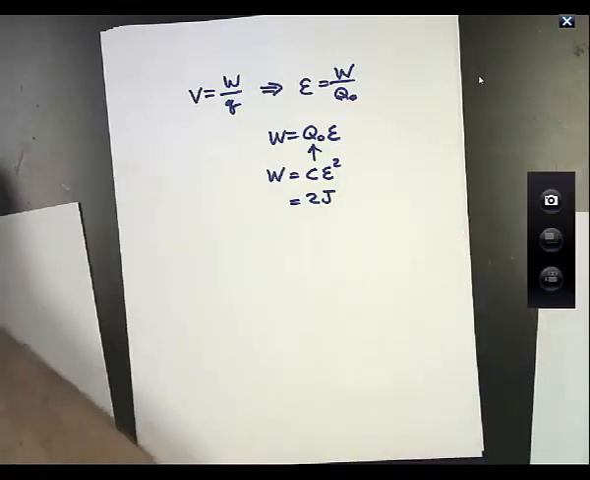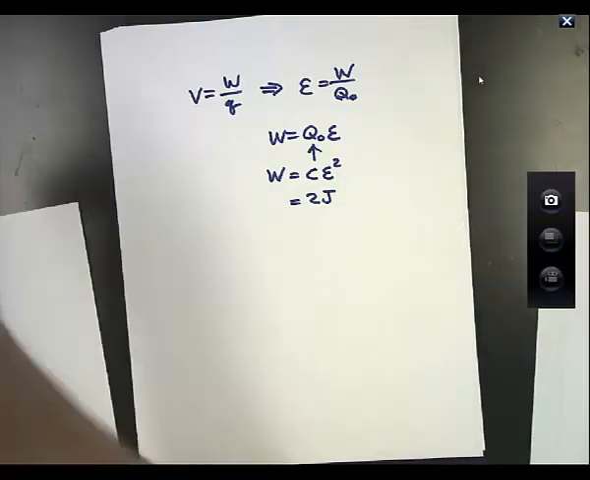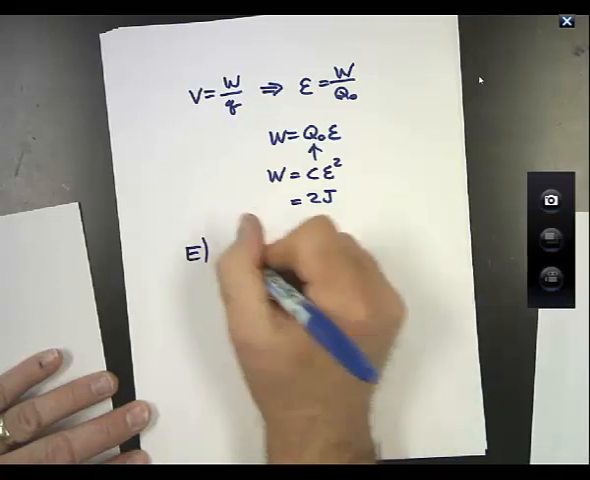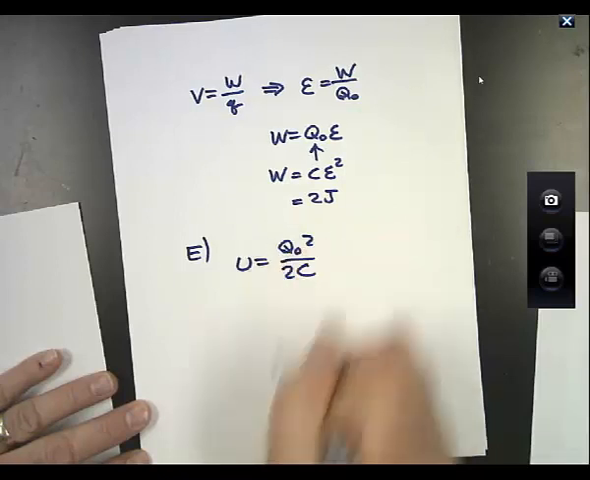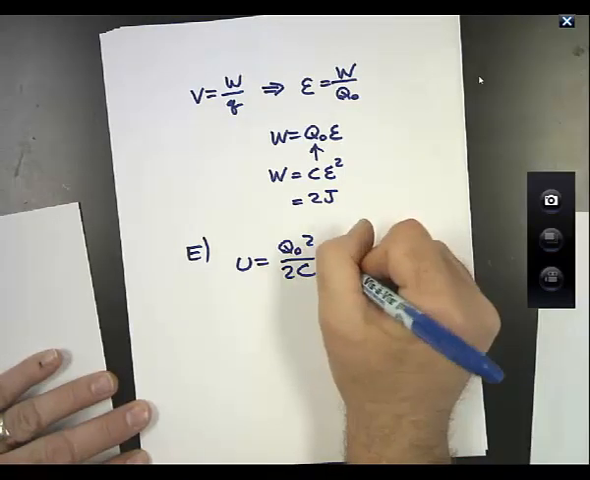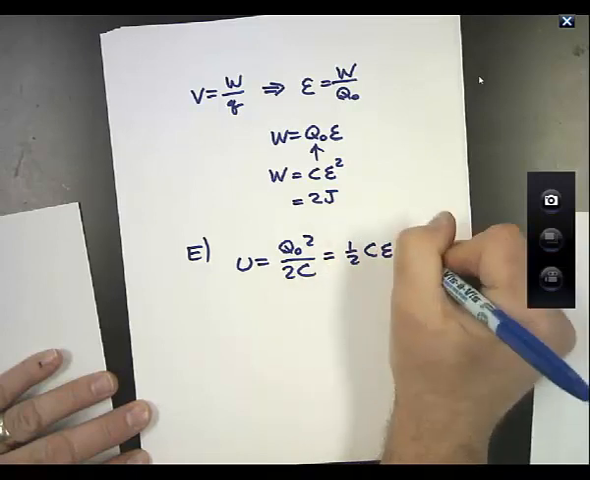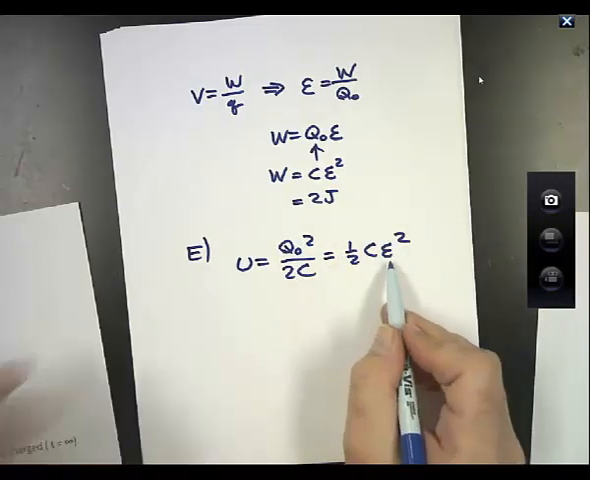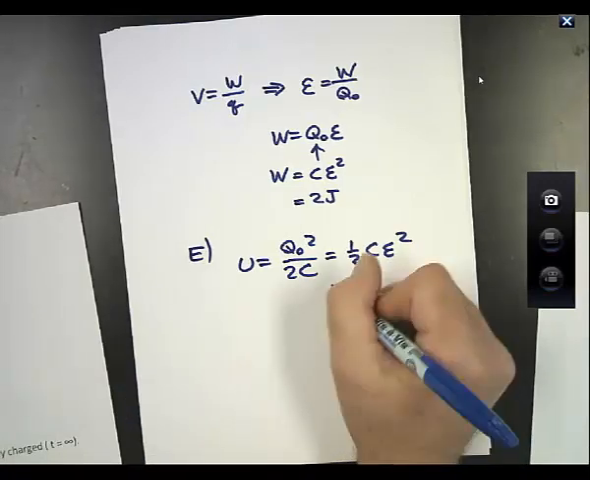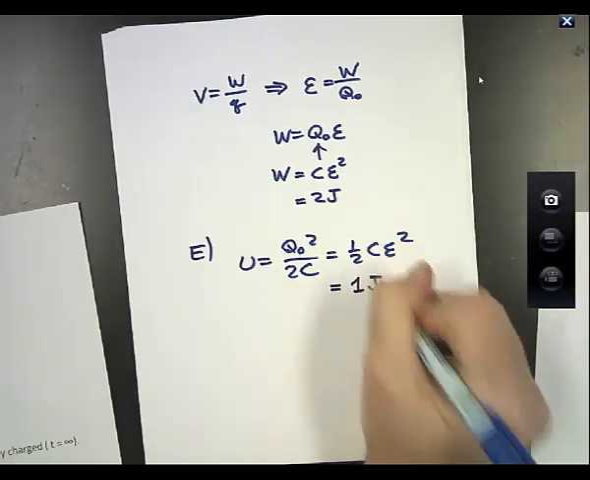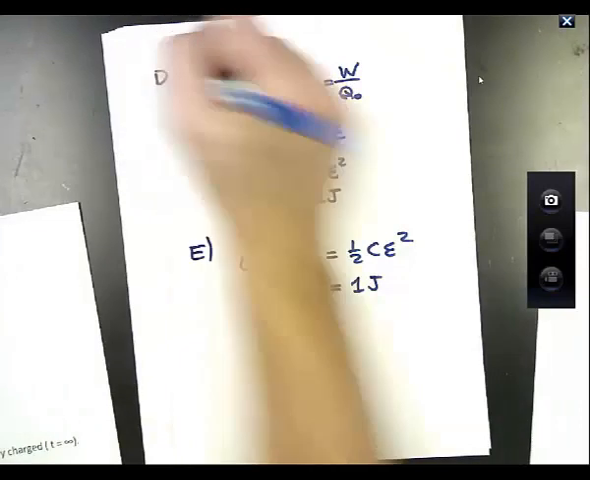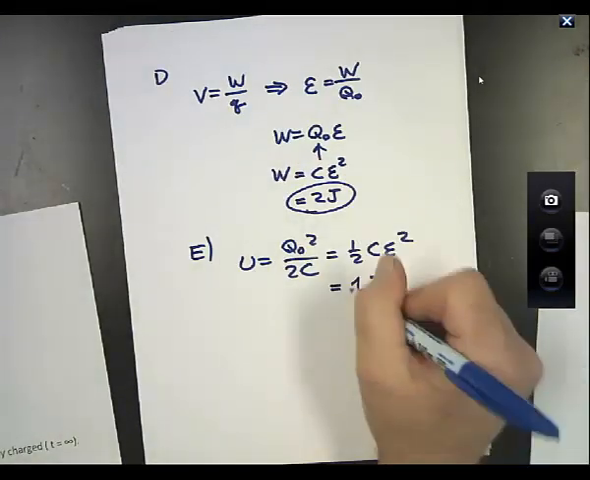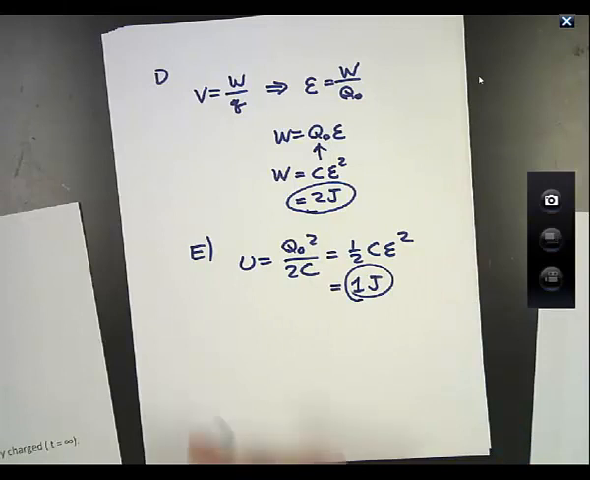That's part D. So part E says, what's the final energy? I had those backwards a second ago. The final energy is going to be Q naught squared over 2C, and as it says in my notes, 1/2 C EMF squared. We've got the EMF, we've got the capacitance. It would store 1 joule. Well, wait a second. The battery did 2 joules of work, but only 1 joule is stored on the capacitor. Part F, what's the total energy lost in the resistor?